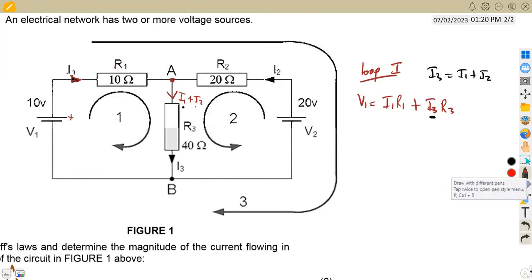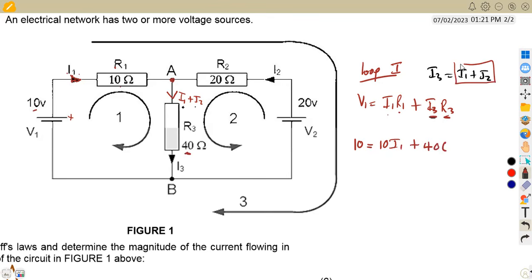All right, so let us substitute our values. Our V1 is 10 volts. So 10 is equal to I1 R1. R1 is 10, so that's 10 times I1, plus R3. R3 is 40 ohms, so that will be 40 times I3. But I3 is equal to I1 plus I2, so you substitute I1 plus I2. Expand your brackets so that you can collect like terms. 40 times I1 gives 40 I1, plus 40 times I2, which gives 40 I2.